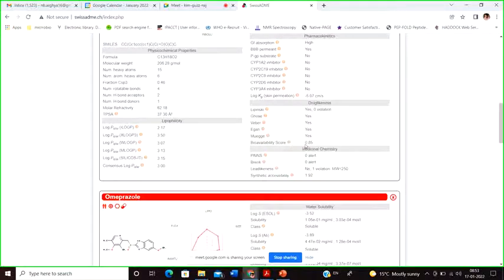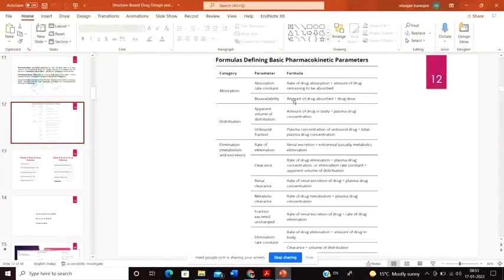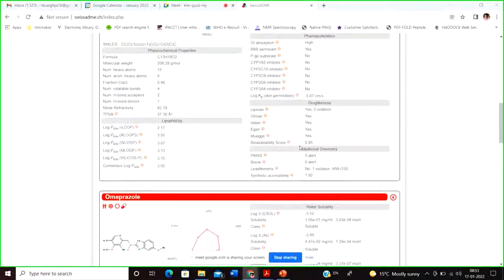And next you have the bioavailability score, that is 0.85. What is bioavailability score? Remember, bioavailability is the amount of drug absorbed divided by the drug dose. Here 0.85 means 85% of the drug actually gets absorbed through the entire system very efficiently. Clear? Sir, what should be its normal value? The higher the better.